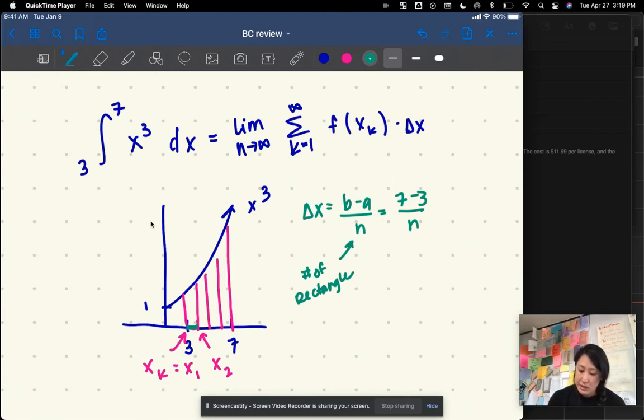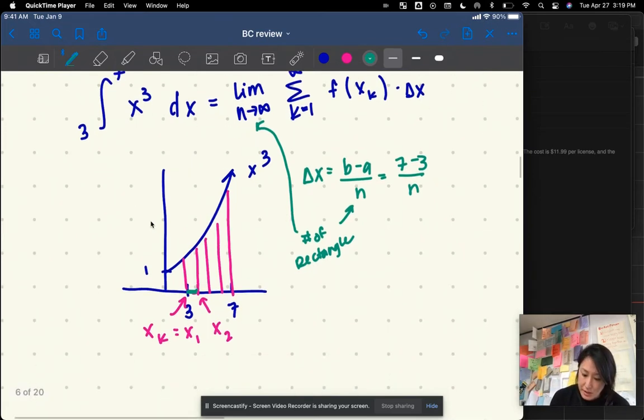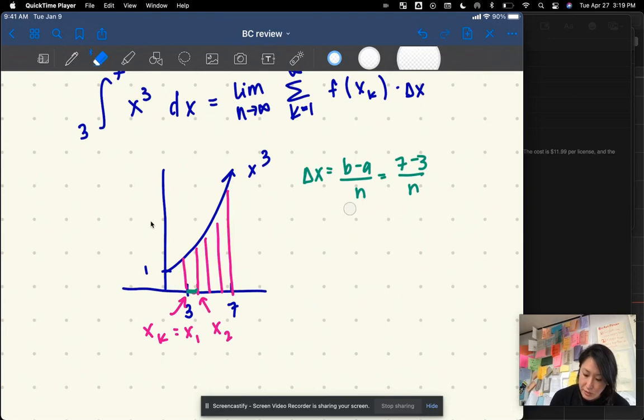Okay, now notice that eventually n is going to equal infinity, so we're really saying that we're going to split the area up into infinity rectangles. So that's how we get basically the integral. Next up is we need to figure out the height of each one of the rectangles.